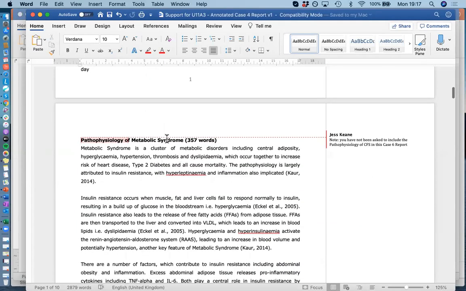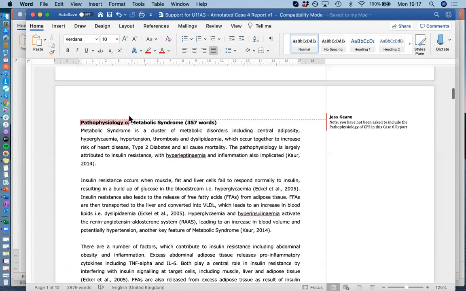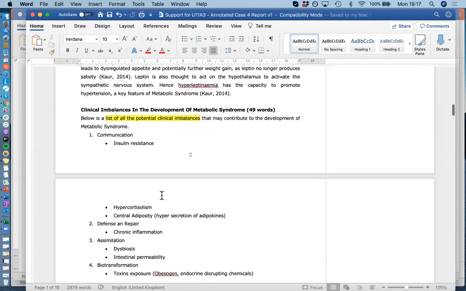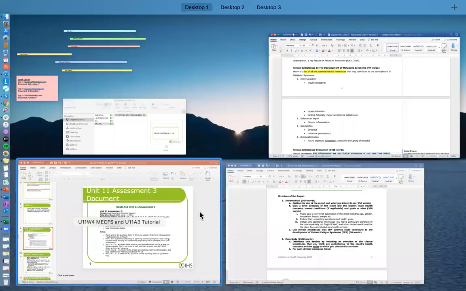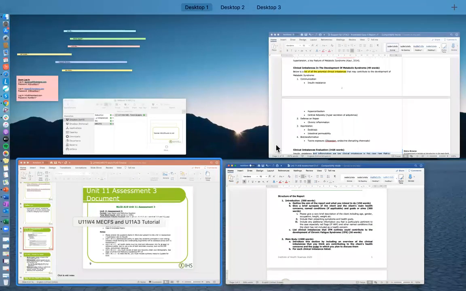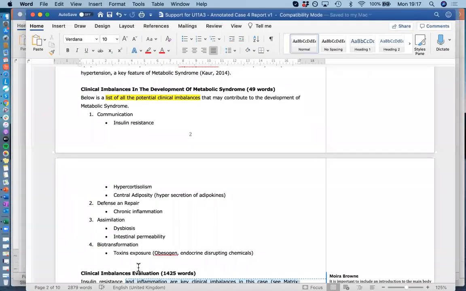In the case report, there's a section on the pathophysiology of metabolic syndrome. You haven't been asked to do that for case 6, but it's just here. What you have been asked to do, you'll see here, is to list the clinical imbalances that IFM outlines could contribute to the development of CFS. So it's just listing here some of the clinical imbalances.